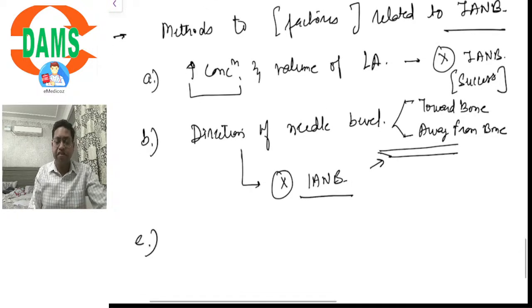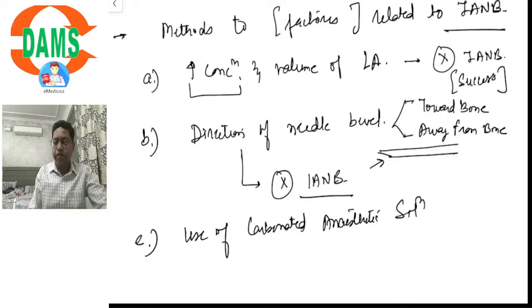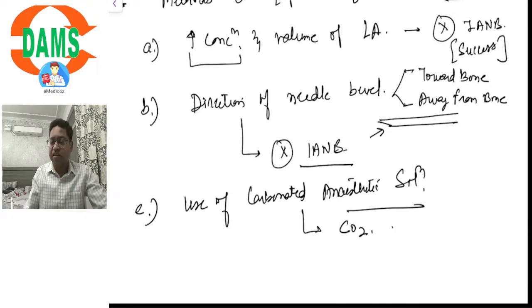Another factor that has been considered is the use of carbonated anesthetic solution. Carbonated means just like your carbonated beverages, carbon dioxide is passed through local anesthetics. These carbonated anesthetic solutions have got low pH.